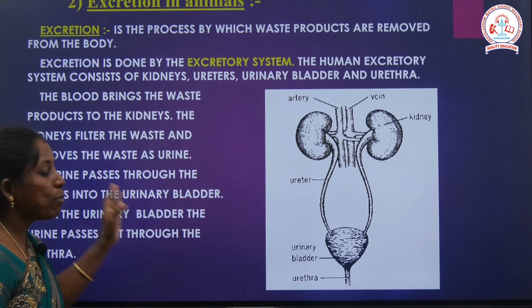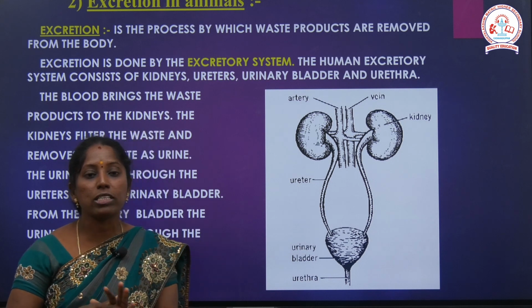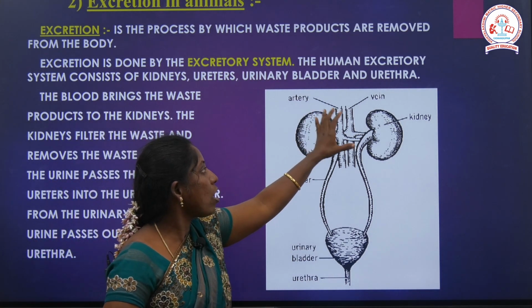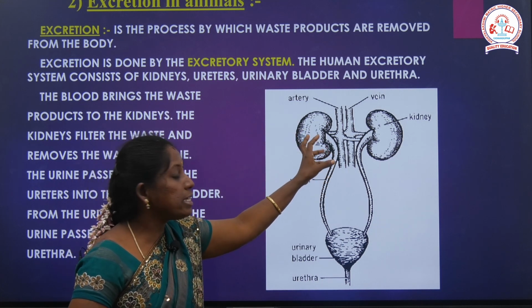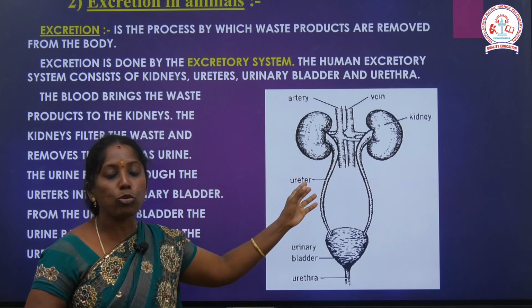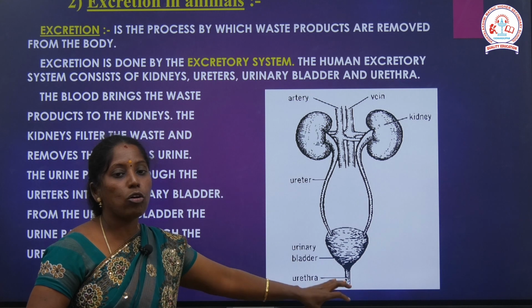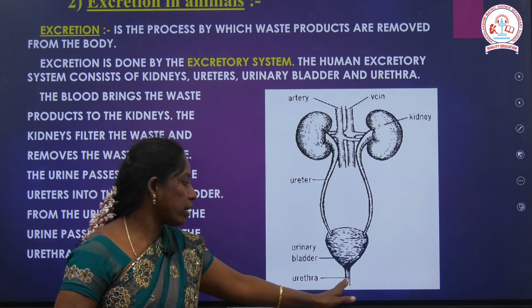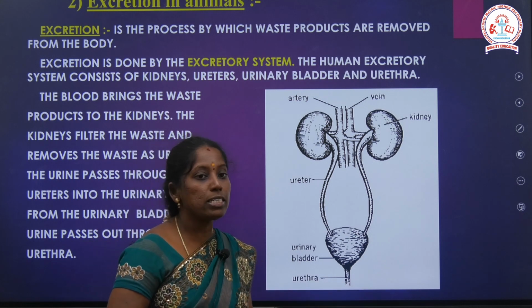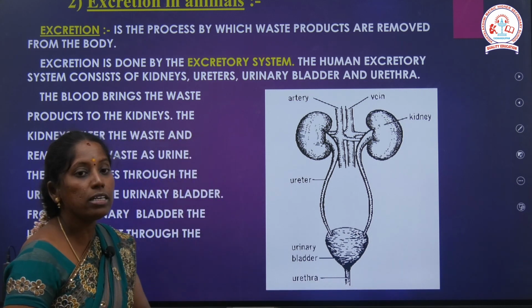Okay, so the blood brings the waste products to the kidneys. The blood flows through the arteries and veins. The waste goes through the kidneys. These kidneys carry that waste through the ureters. It goes and reaches the urinary bladder. Then it passes through the urethra. We remove the waste from our body as urine. So this is the excretory system.